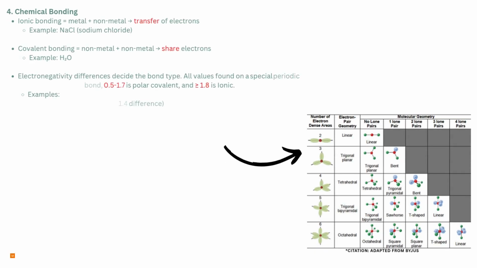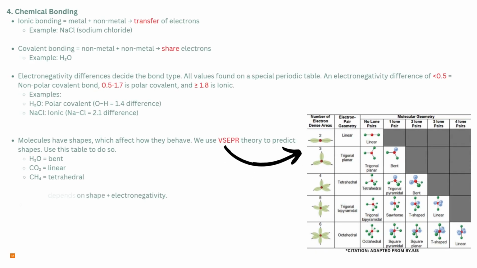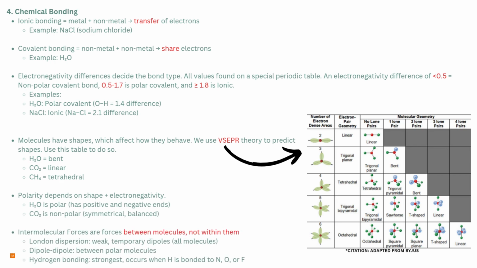Let's dive into chemical bonding, how atoms stick together. First, we have ionic bonding. That's when a metal and a nonmetal react. One atom transfers electrons to the other. Example, sodium chloride. Sodium gives an electron to chlorine.